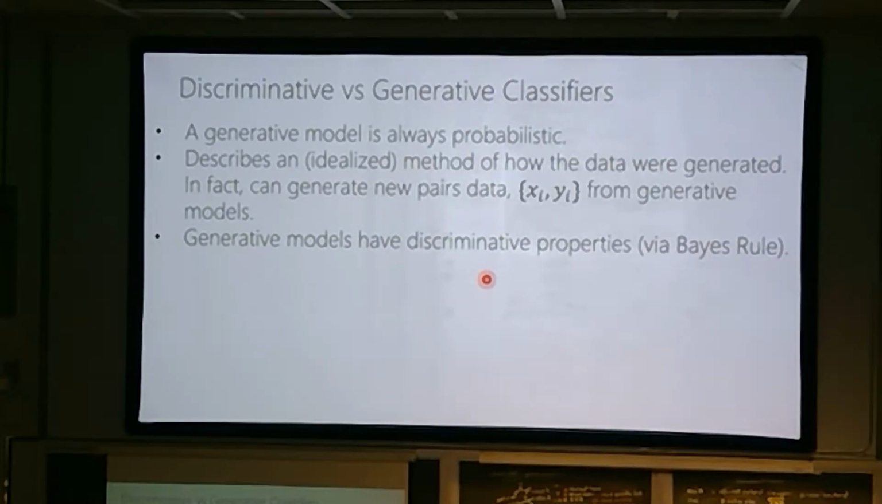And then of course, as I've also said many times, they have discriminative properties if we apply Bayes' rule, right? So we can always get a discriminative model out of any generative model. Is that what someone asked earlier? I thought you said it the other way around. So, it was in one way, but not the other. This is the correct way.